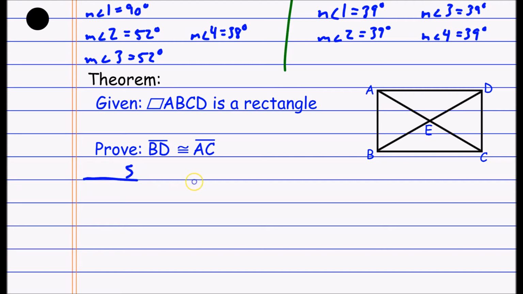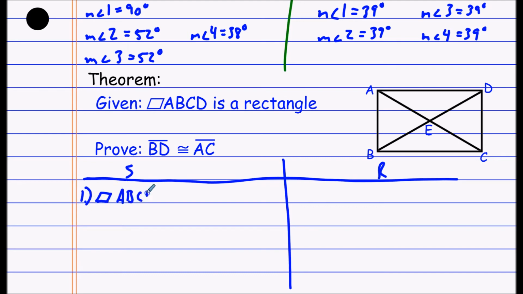Let's do some statements and some reasons here. And of course, I always start with what's given. So parallelogram ABCD is a rectangle, and that's given.